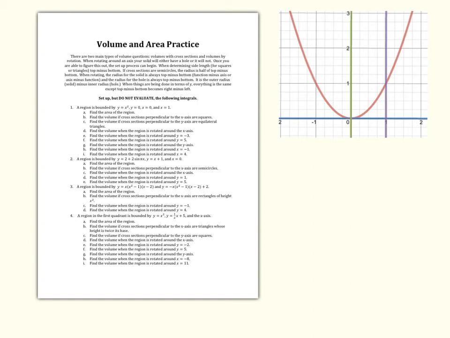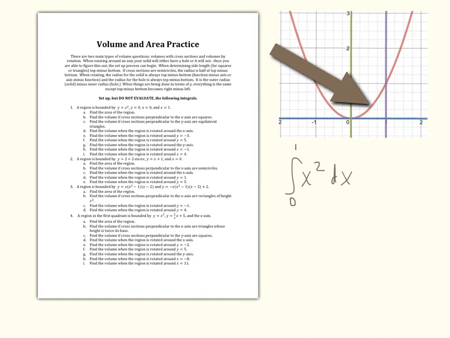Alright, number 1. A region is bounded by x squared, y equals 0, x equals 0, and x equals 1. The only place I see where that is that little triangular region right there. So I need to make sure the intersection points are correct, and I got 0 and 1. So part A, find the area. That's just going to be the integral from 0 to 1 of x squared dx.